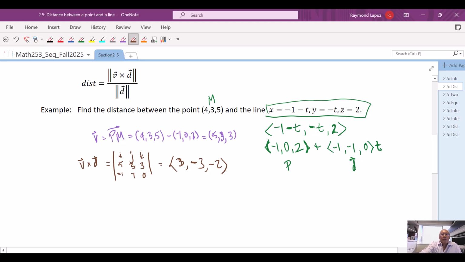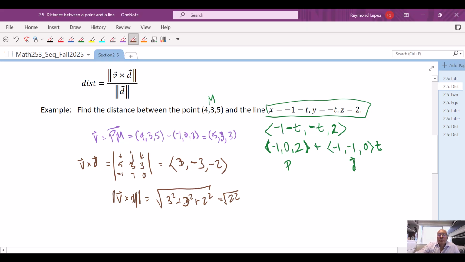Now to find the area of the parallelogram, we take the magnitude of that. So magnitude of v cross d will equal the square root of 3 squared plus 3 squared. It's negative 3, but I'm going to square it so it'll be positive. And then the last one is negative 2 squared, or just 2 squared. So we have a couple of 9s and a 4. So 18 plus 4 is 22. And this is under a square root. Okay. Now we need one more thing.